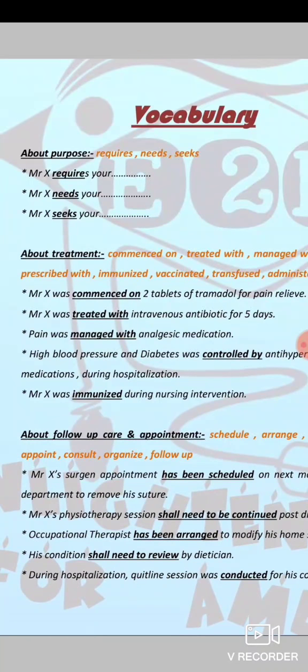Next one, immunized or vaccinated. Either we can use immunized or we can use vaccinated. So that sentence will be: he was immunized during nursing intervention, or he has to be immunized for measles. So he has to be immunized for measles, that you are describing for the future sentence.